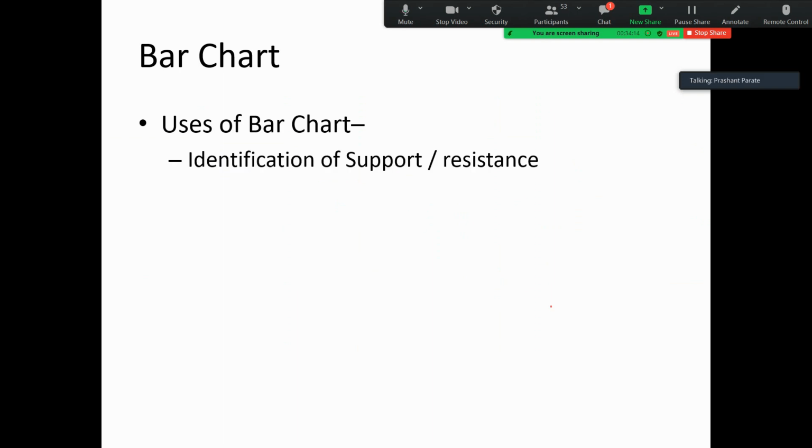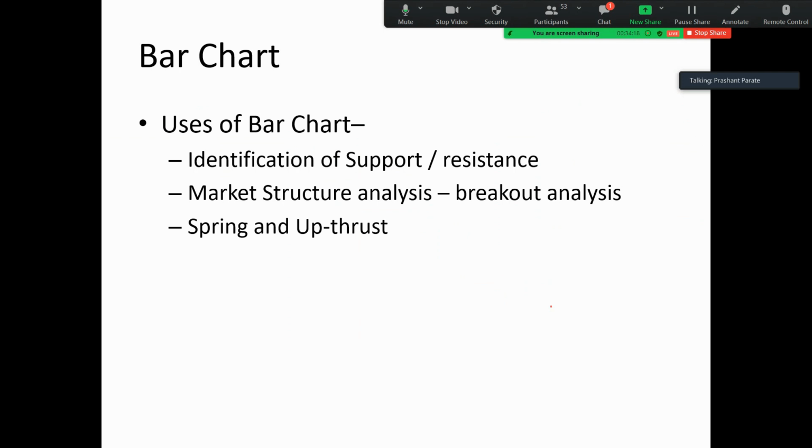Then, uses of the bar chart. As I said, I use it for identification of support and resistance, but spring and upthrust is my most important point of view for bar charts. Then it is also useful for analysis of volume spread. Volume spread analysis means analysis of volume associated with the spread of a candle.